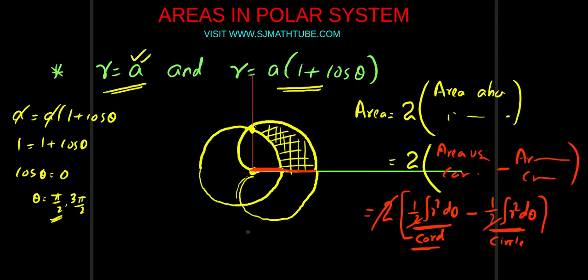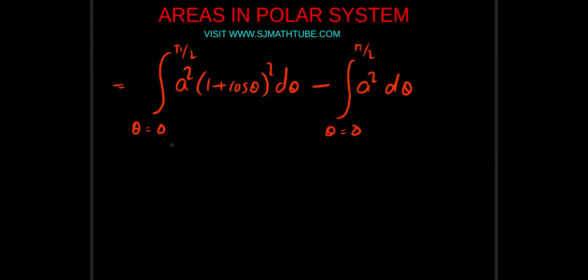Okay, once more I'll tell you for those who didn't understand. If I use the cardioid, look at this, I'll get the entire area, this much. I'll get this whole area, this whole thing. At the same time, if I use the circle, I'll get only this much, the circular portion, only this much. So what will be the area in between this area? Cardioid minus circle.